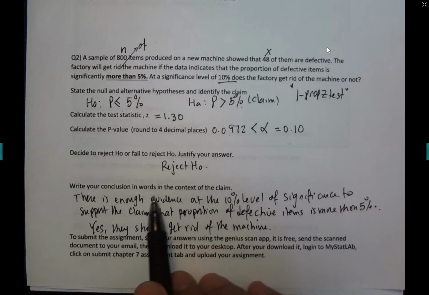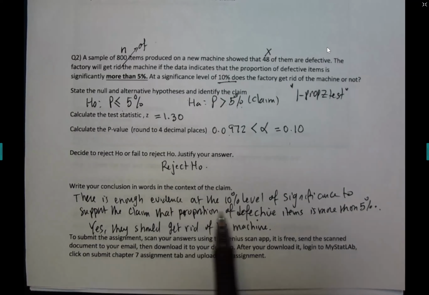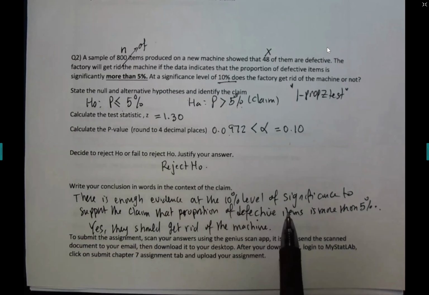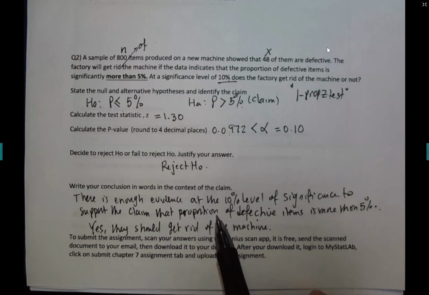So there is enough evidence at the 10% level of significance to support the claim that the proportion of defective items is more than 5%. Should the factory replace the machine? Yes, because we did support the claim, so they should get rid of the machine.